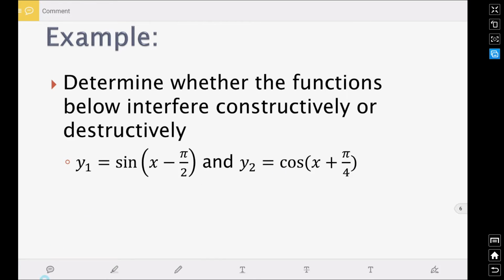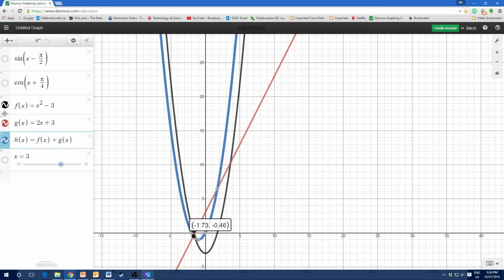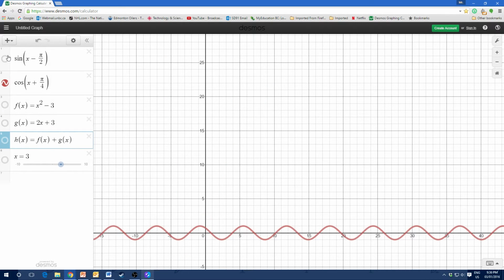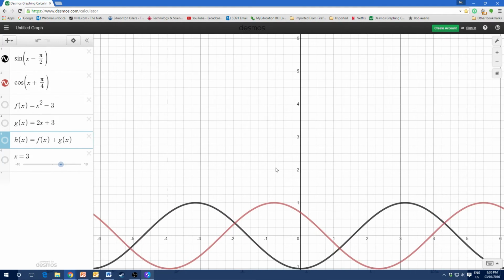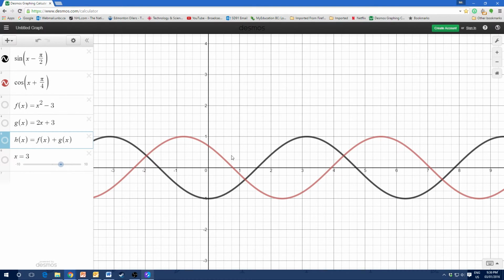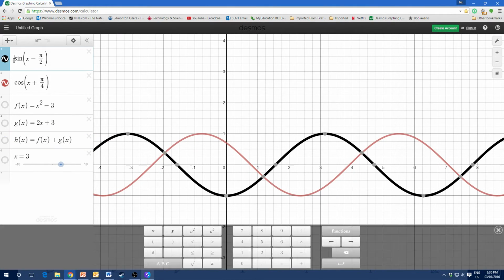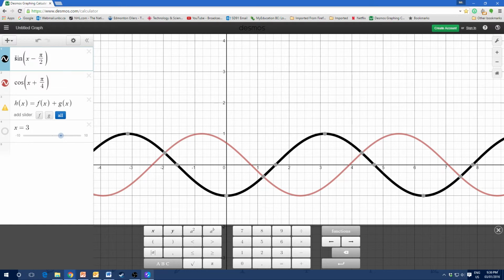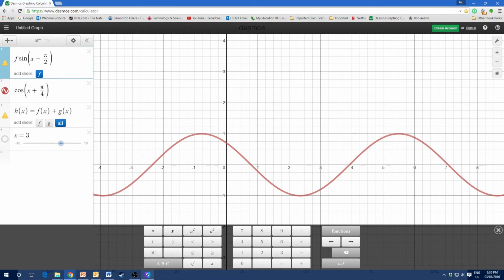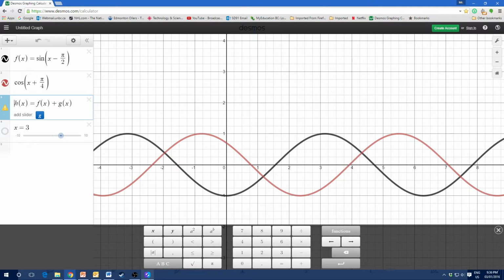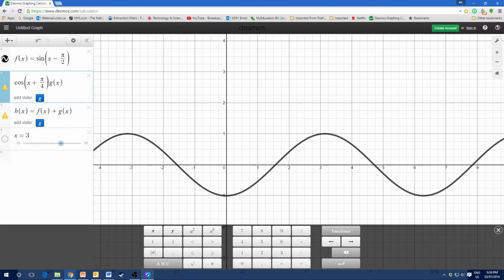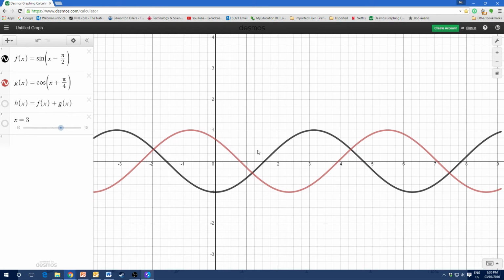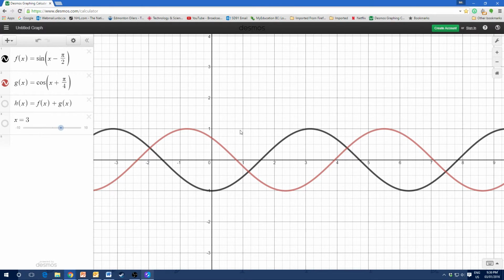Okay, so I've taken the liberty of already graphing the equations out for you. Going back here, hide those. There we go. Here I haven't added the functions yet, and I'll delete these ones. I'll call this f of x, and I'll call this g of x. So how can we tell if these waves will interfere constructively or destructively? Well, let's take a look.